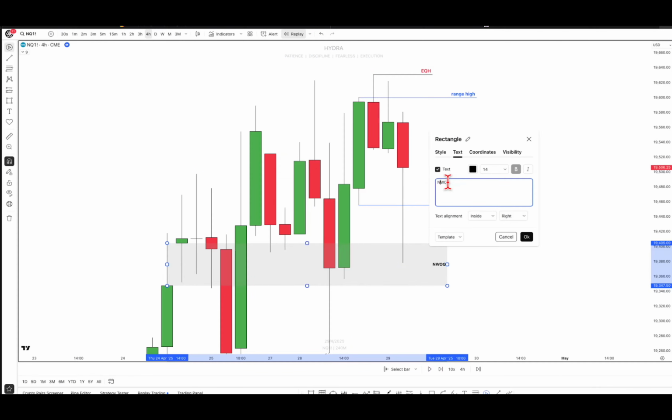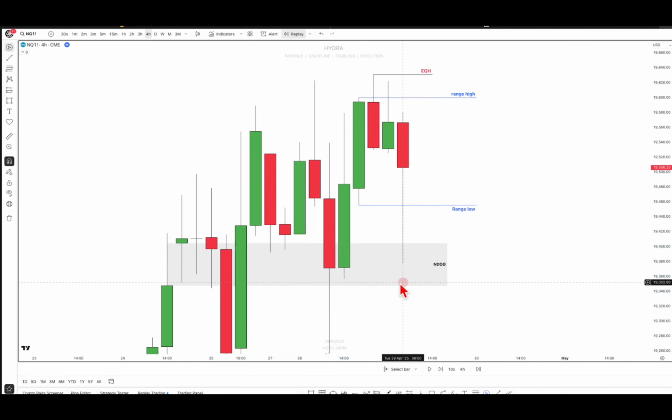I marked it wrong, by the way. So this is an end dog, new day opening gap. So once price violates this end dog, I want you to study and journal how high probability that short structure looks. And what I want you to journal, this is a high probability support area.